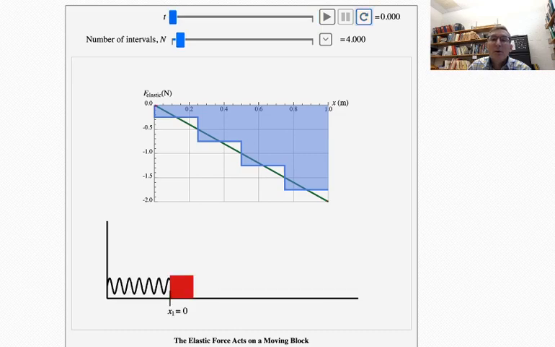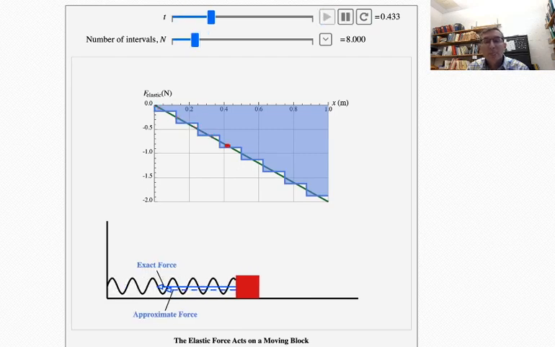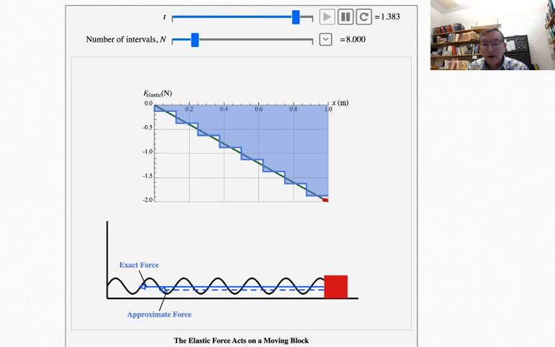So let's put in more. Let's go to, how about 8? Like I showed you on my drawing. Now see how good the approximate force is. It's a better approximation to the exact force. And the area under the 8 rectangles added up is a better approximation to the exact work.